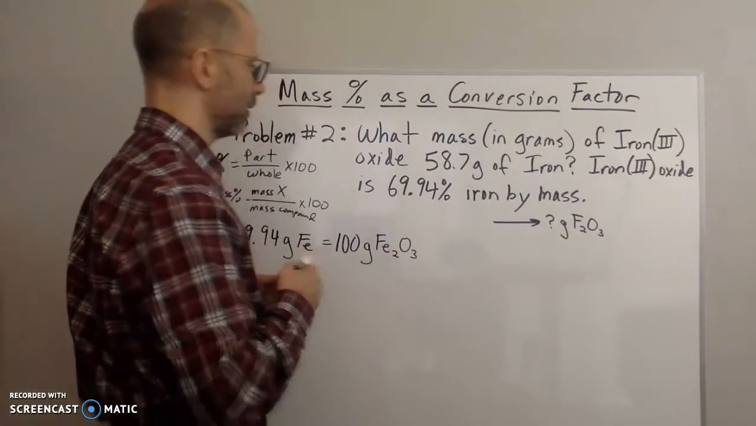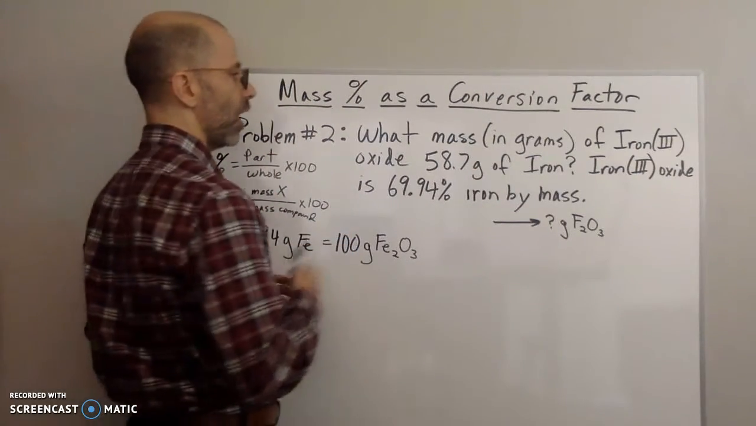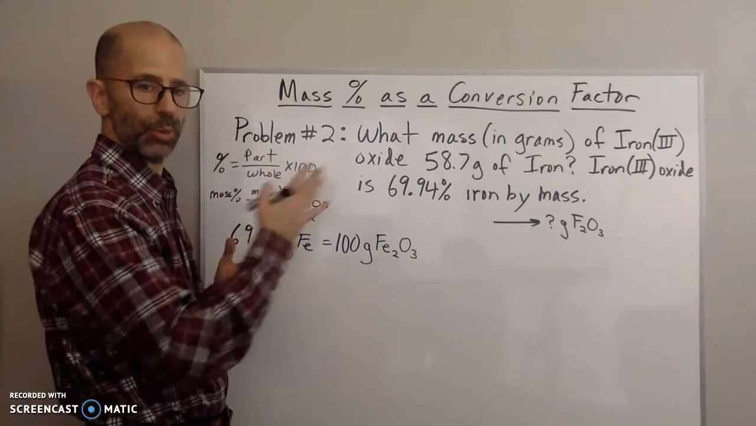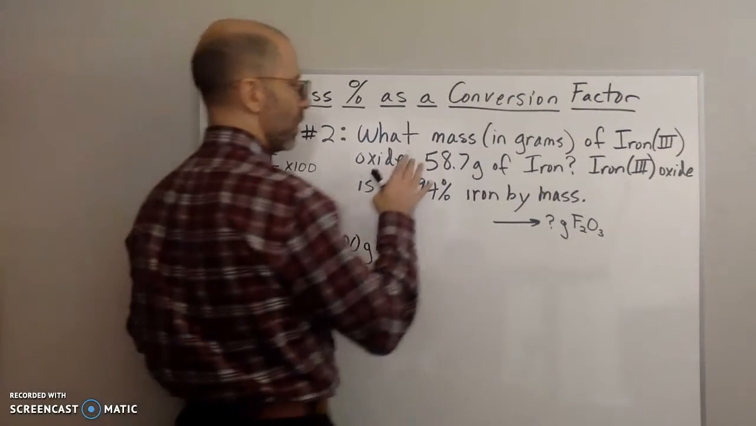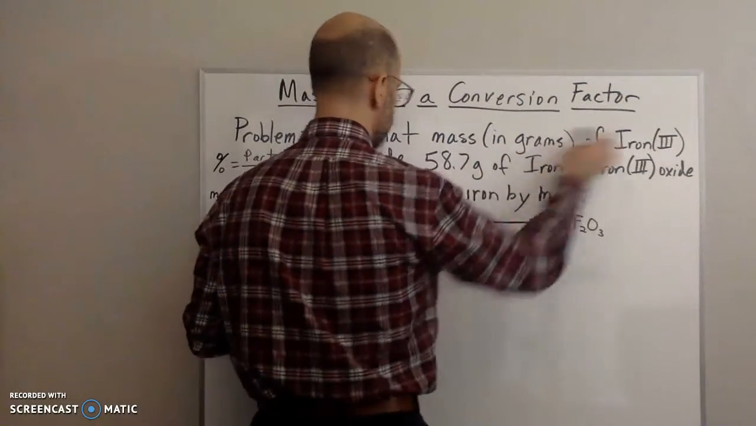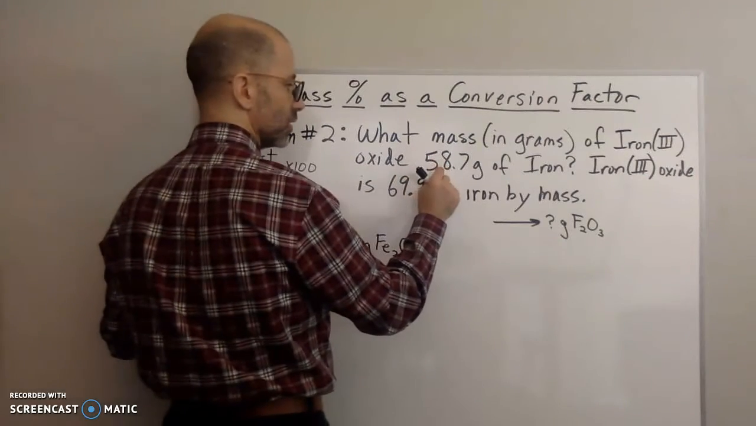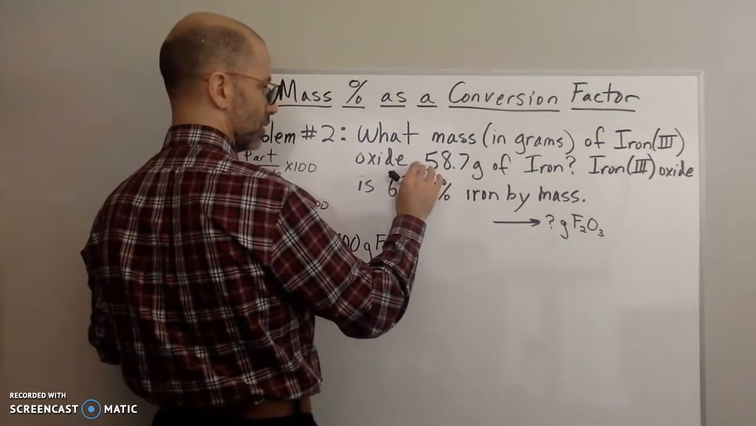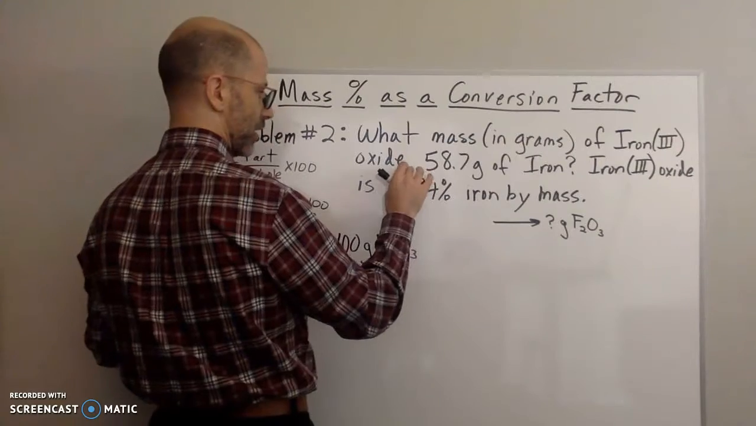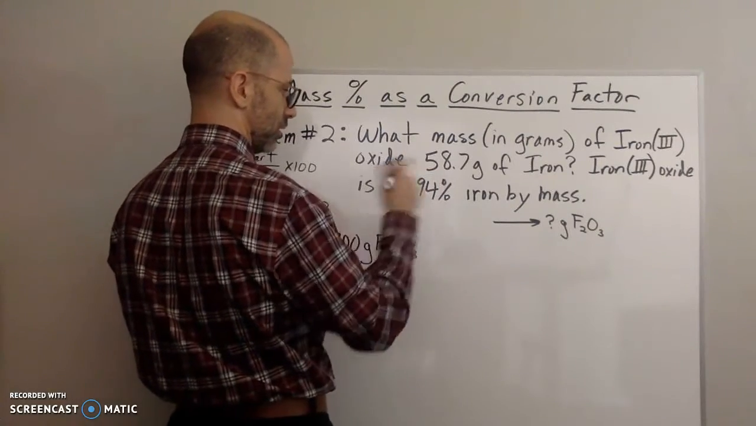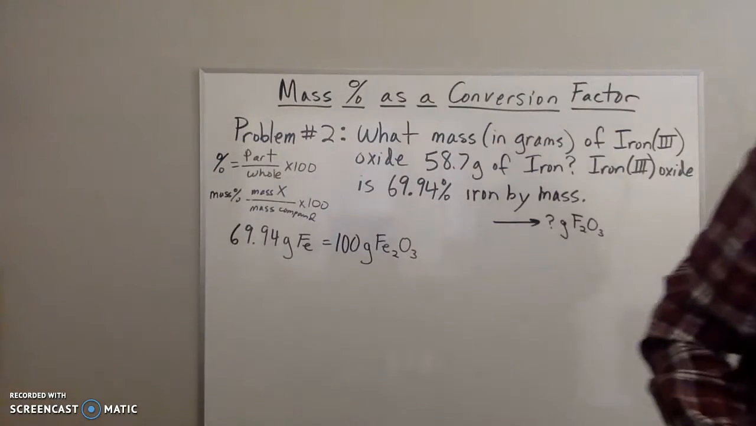Where do we begin? Well, if we keep reading the question, it will tell us. So what mass in grams of iron 3 oxide has, or is, I think I forgot something in the problem.